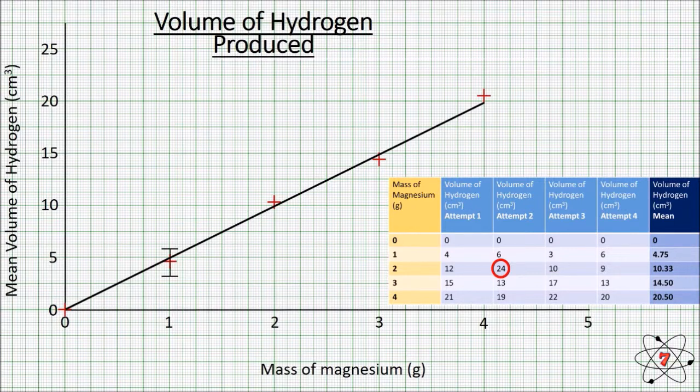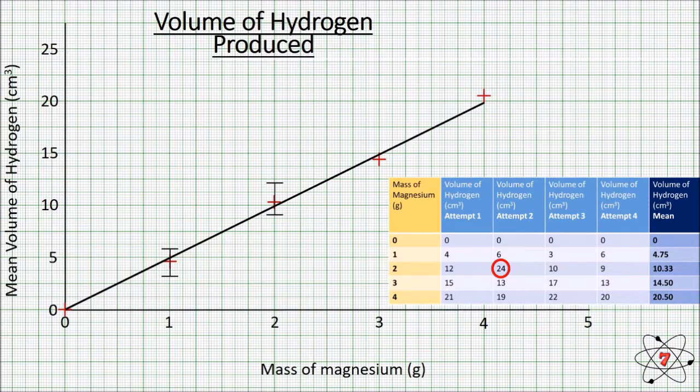We repeat this process with 2 grams of magnesium. Now it's vital to remember, because we have an anomaly, we do not include this in our range bar. So we find our lowest value, which is 9 centimetres cubed. So we mark on a line at 9 centimetres cubed. And we find our highest value, which is going to be 12. We mark on another line and we connect them together. We now have our range bar.